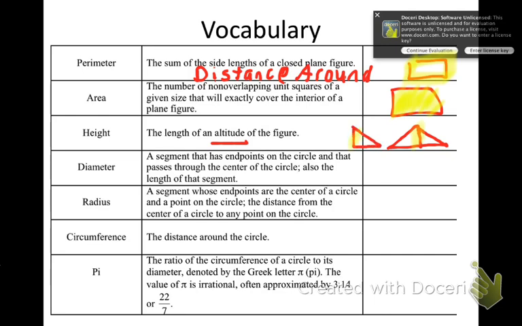So those are kind of easier. And then in a rectangle or square, the height is already given to you. It's either the length or the width, depending on how you look at it. Okay? So I have to know what height is. Again, perpendicular, straight up and down.